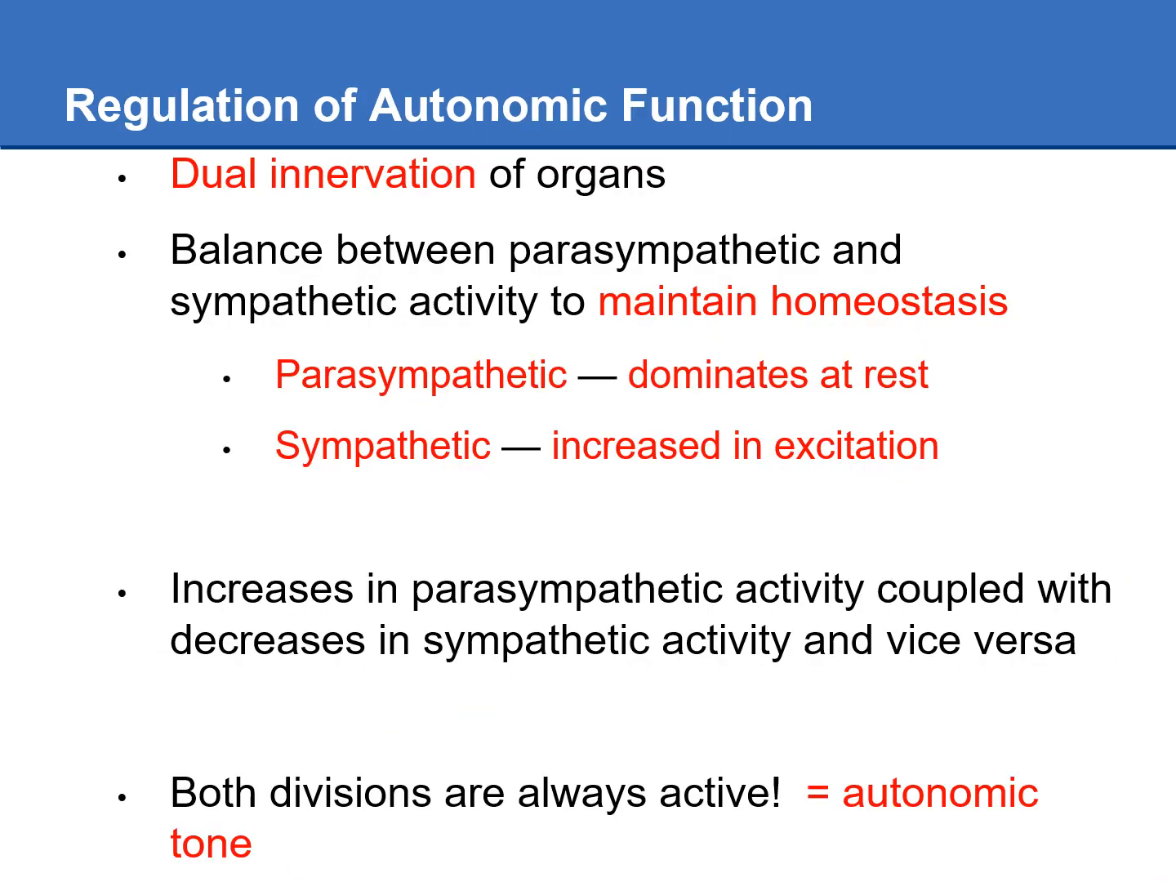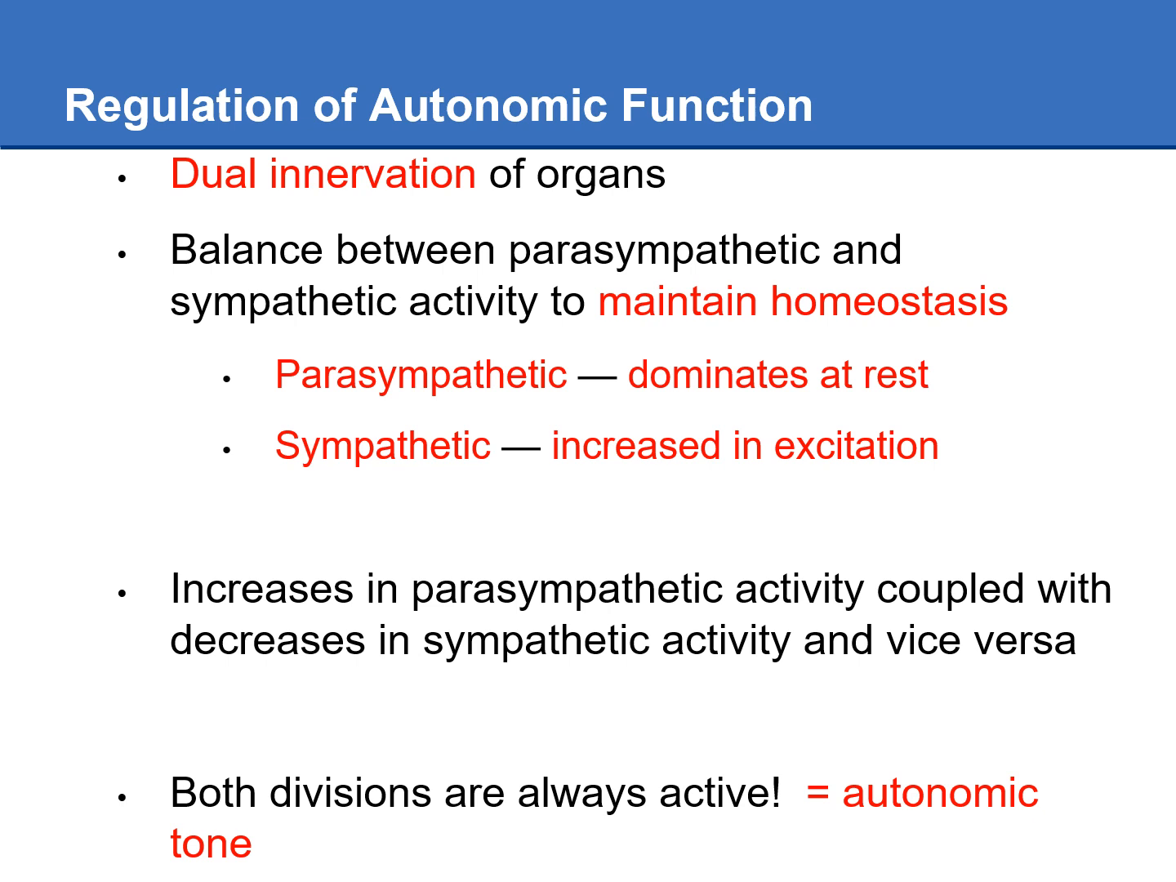All right, so regulating the autonomic nervous system. Remember that most of the organs in the body have dual innervation, just meaning that they're going to be innervated by both parasympathetic and sympathetic nerves. And what I want you to remember is that these organs are continually receiving signals from both the parasympathetic and the sympathetic neurons all the time. Okay, so it's not like you're turning one on, turning the other one off. They're both always active.